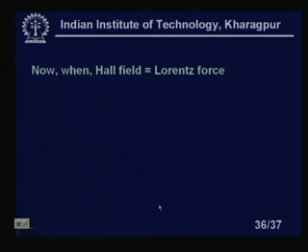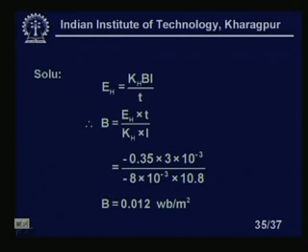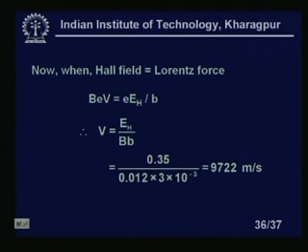So, now the Hall field and the Lorentz force must balance. So, I can write, where v is the velocity of the electrons inside the Hall sensor, E h equals B v. So, v equals E h by B b, where b is the dimension of the Hall plate. This will give you the speed of the electrons as 9722 meter per second, right. With this, I come to the end of lesson 27 of industrial instrumentation.